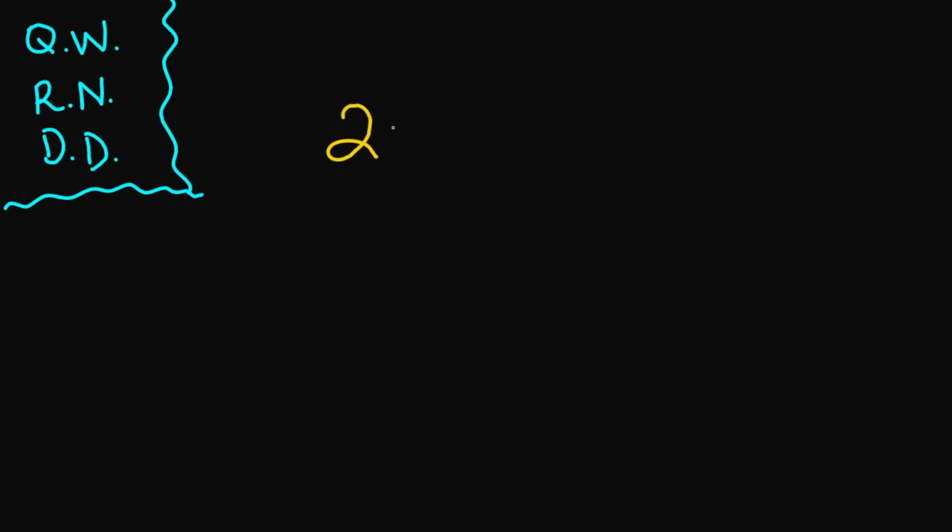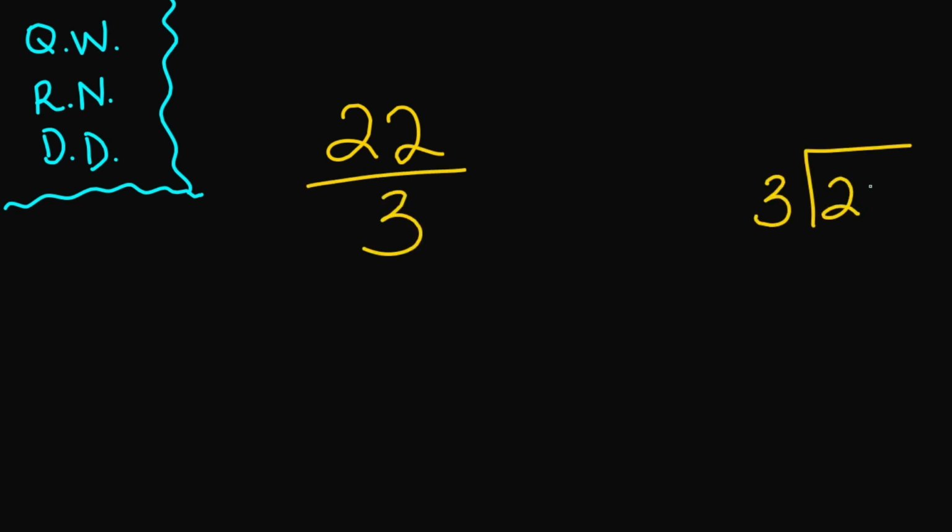Let's try 22 over 3. 3 on the outside, 22 on the inside. 3 goes into 22 7 times. 3 times 7 is going to equal 21. 22 minus 21 is going to equal 1.